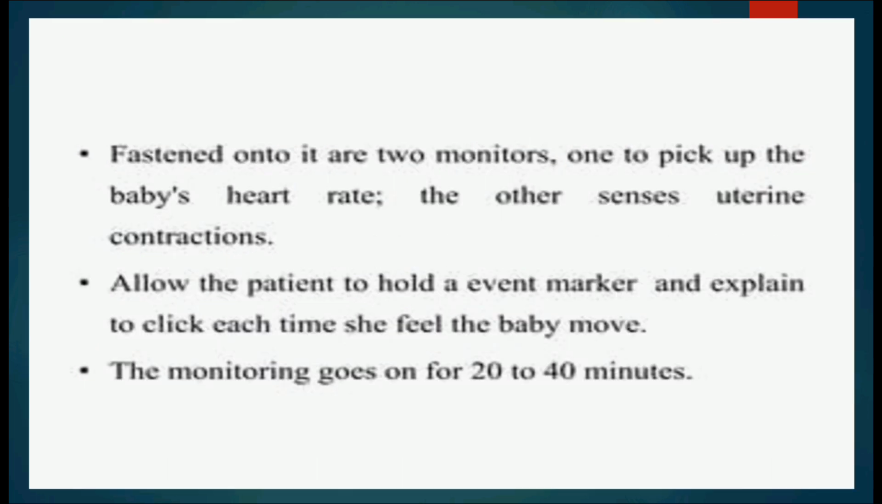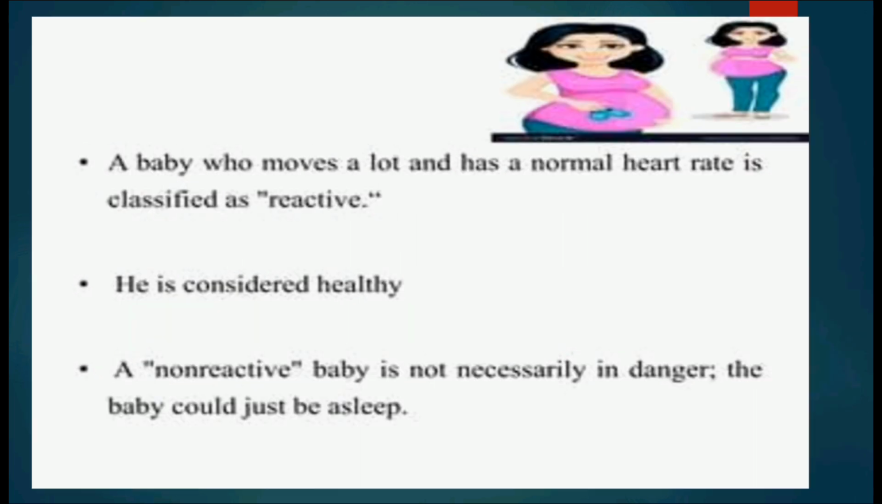Then fasten the two monitors, one to pick up the baby's heart rate and the other to sense uterine contraction. Allow the patient to hold an event marker and explain to click each time she feels the baby move. This NST procedure will be timed for 20 to 40 minutes. Monitoring is for 20 to 40 minutes.